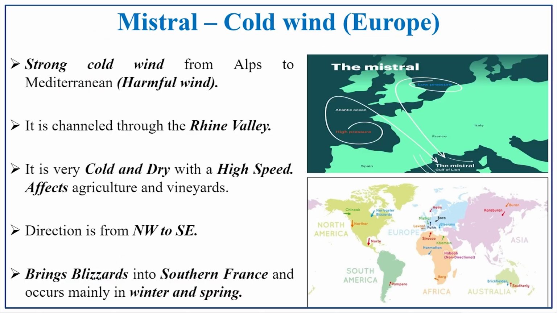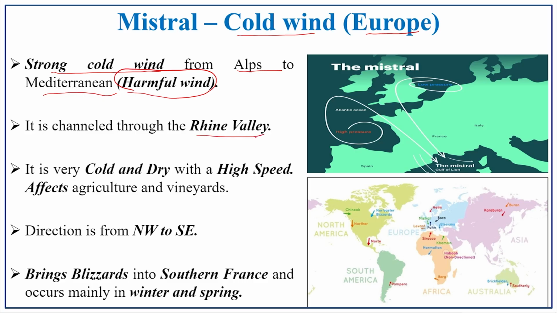The next wind is the Mistral. The Mistral is the opposite of this Fohn wind, that is, Fohn is a hot wind, the Mistral is a cold wind which is blowing in Europe. It is a strong cold wind from the Alps to the Mediterranean Sea. See here, it is a harmful wind. The Fohn is a very beneficial wind, but this Mistral is a harmful wind for that particular locality. It is channeled through the Rhine valley.